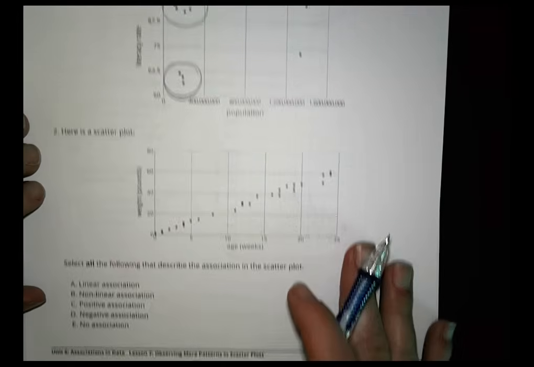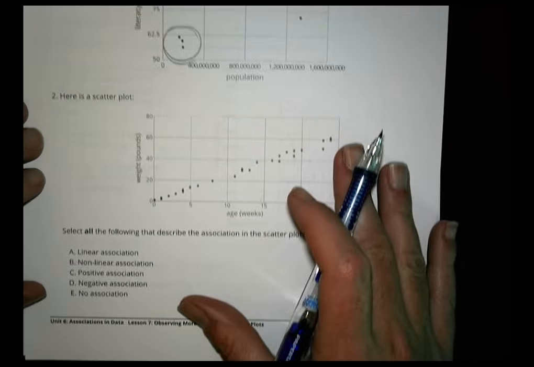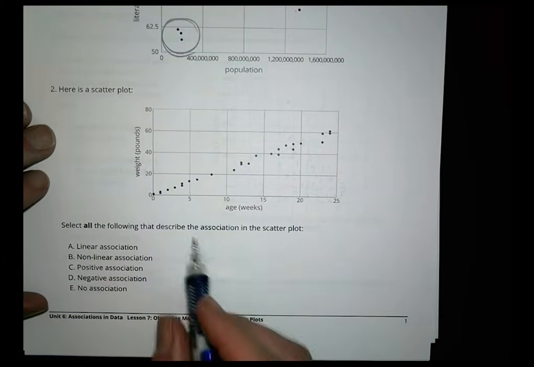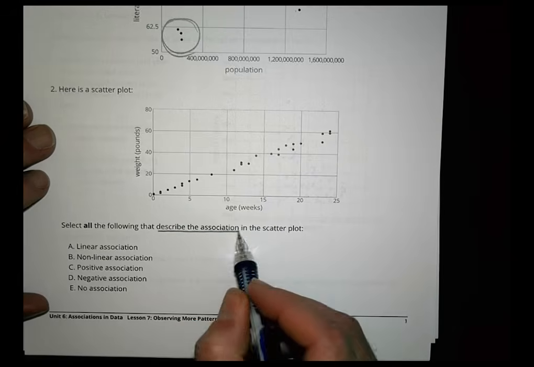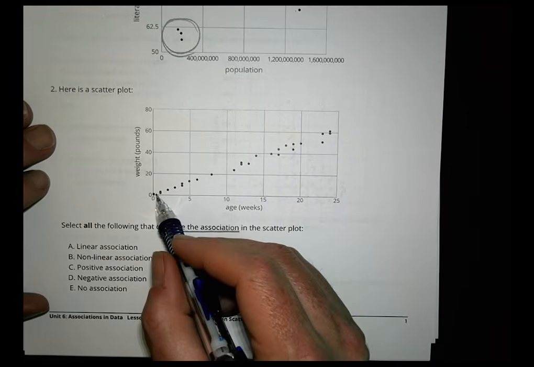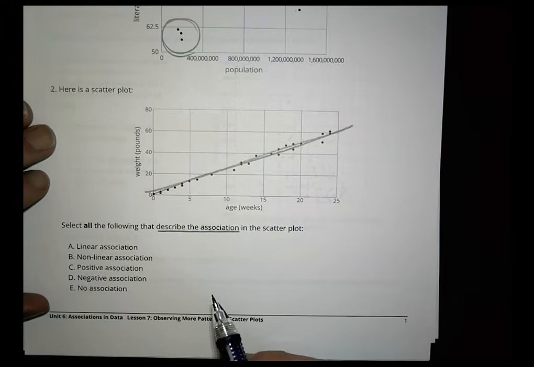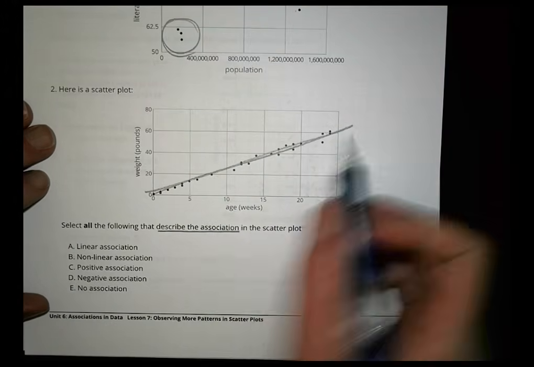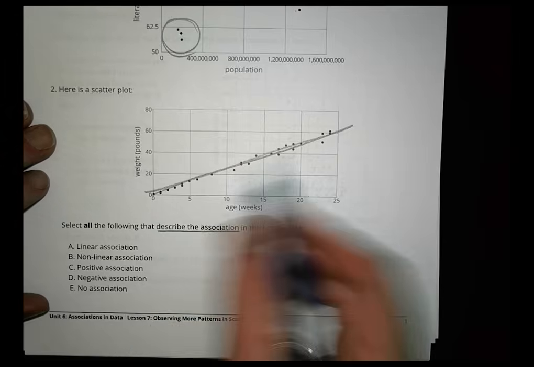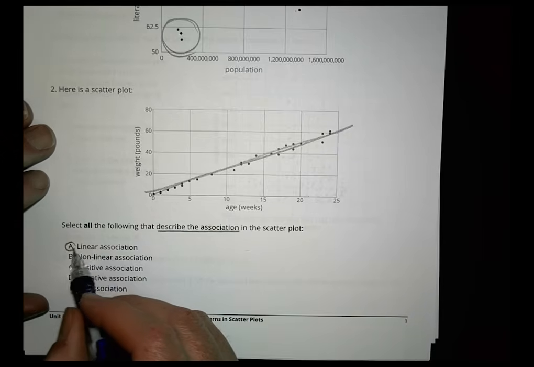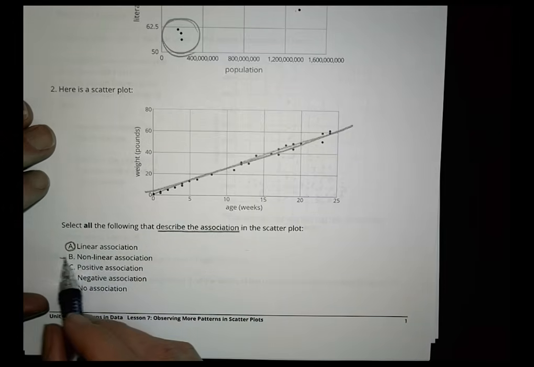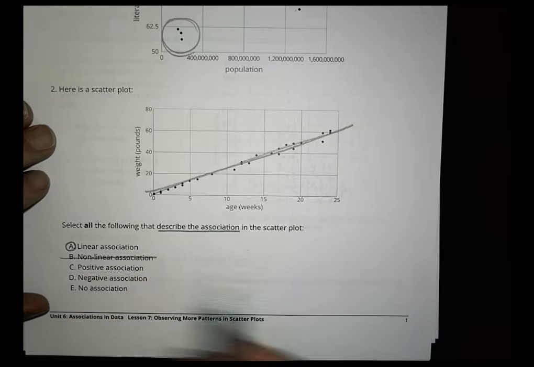Number 2, here's a scatter plot. Yay! Select all the following that describe the association in the scatter plot. Looking at this one here, we can almost draw a line of fit right about there, right? So we describe this as a linear association. Well, it sure does look like it makes a line, so I'm going to go with yes, which means we're not going to pick nonlinear.